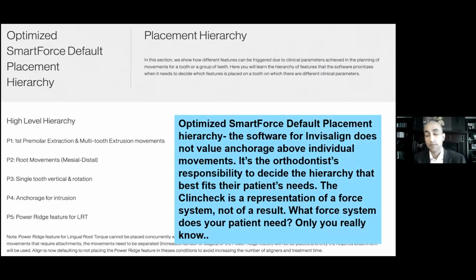Optimize SmartForce default placement hierarchy. The software for Invisalign does not value anchorage. It's the orthodontist's responsibility to decide the hierarchy that best fits their patient's needs. The ClinCheck is a representation of a force system, not of a result. What force system does your patient need? Only you really know.